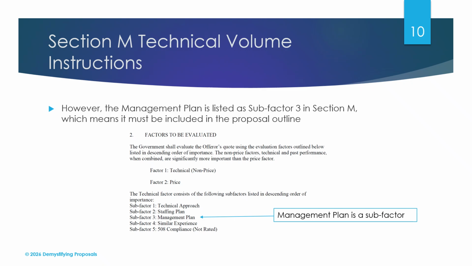However, despite the discrepancy in section L, when it comes to section M and the technical volume instructions, they do list the management plan as a subfactor. So it's subfactor 3 here. However, adding to the confusion, it's subfactor 3 when they list the factors in descending order of importance, but when they list the specifics about how each of those sections is going to be evaluated, it's subfactor 2, the management plan. So it's confusing. This is not at all unusual for an RFP, but it's just things you have to think through as you're developing your outline.